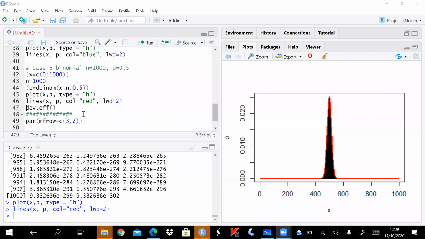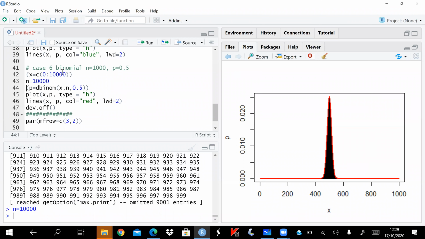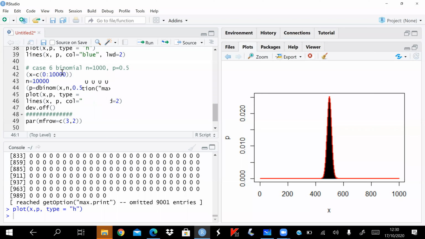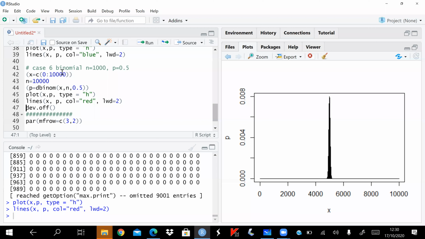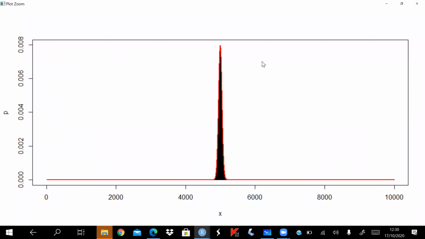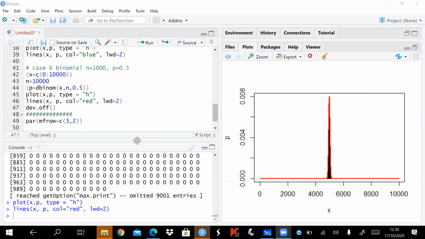So if I choose a very large value of n, let me work with 10,000, and then I plot, this is how the plot will look, more or less like the first case. Then when I fix the red line there, it looks like X is taking all the possible values. You don't seem to be seeing any gaps or any jumps there. So that's what brings us to the concept of the continuous distribution.